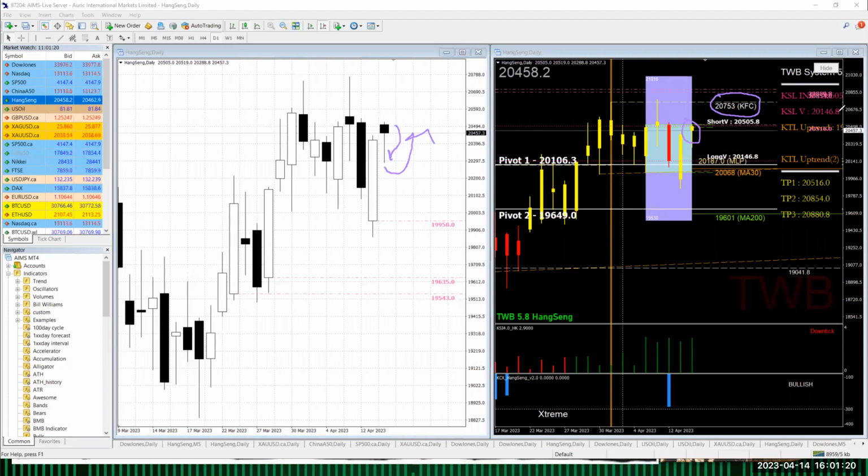The same thing is this. There is this KFC level at 20,753. It is still there, and as it still is. So of course, everybody knows what to do, right? Okay, so now we are done with indices. Let's look at the next index, Nikkei.